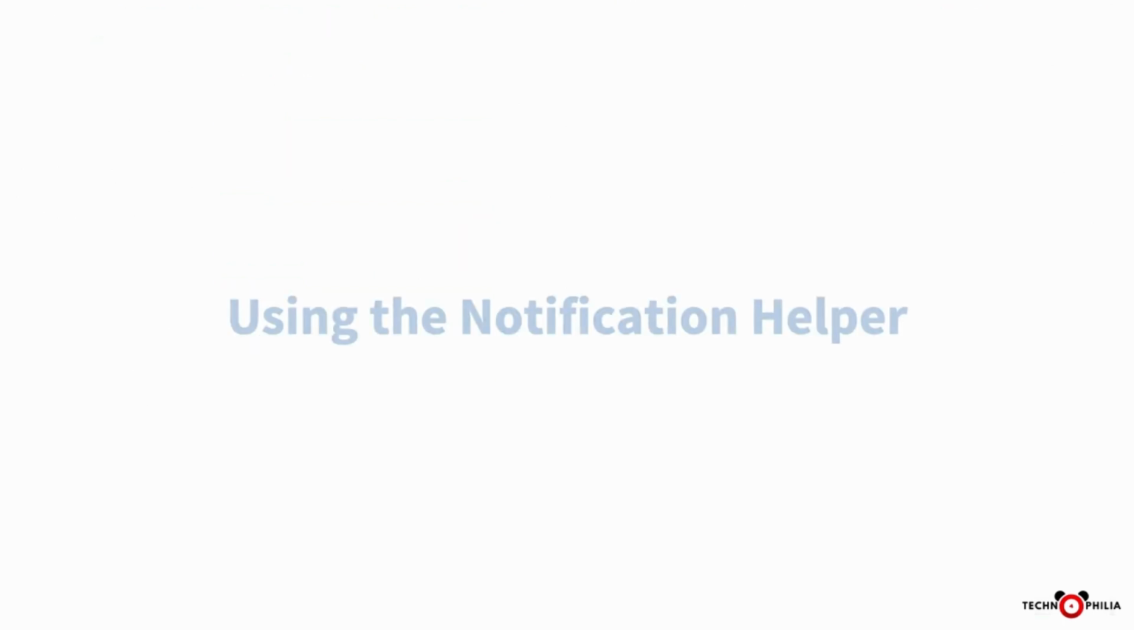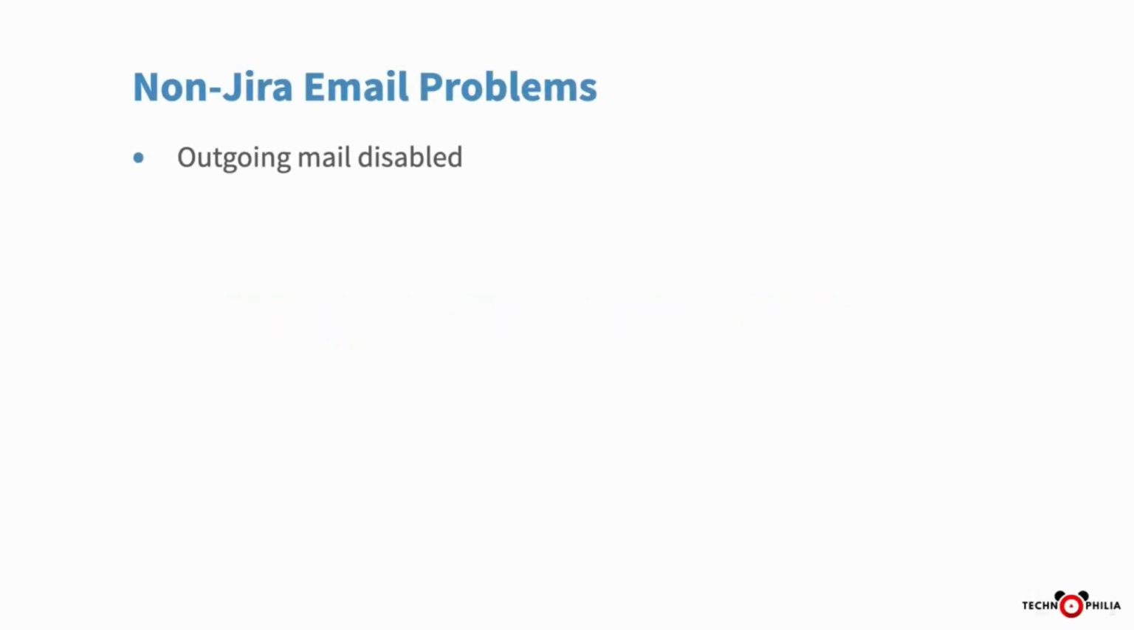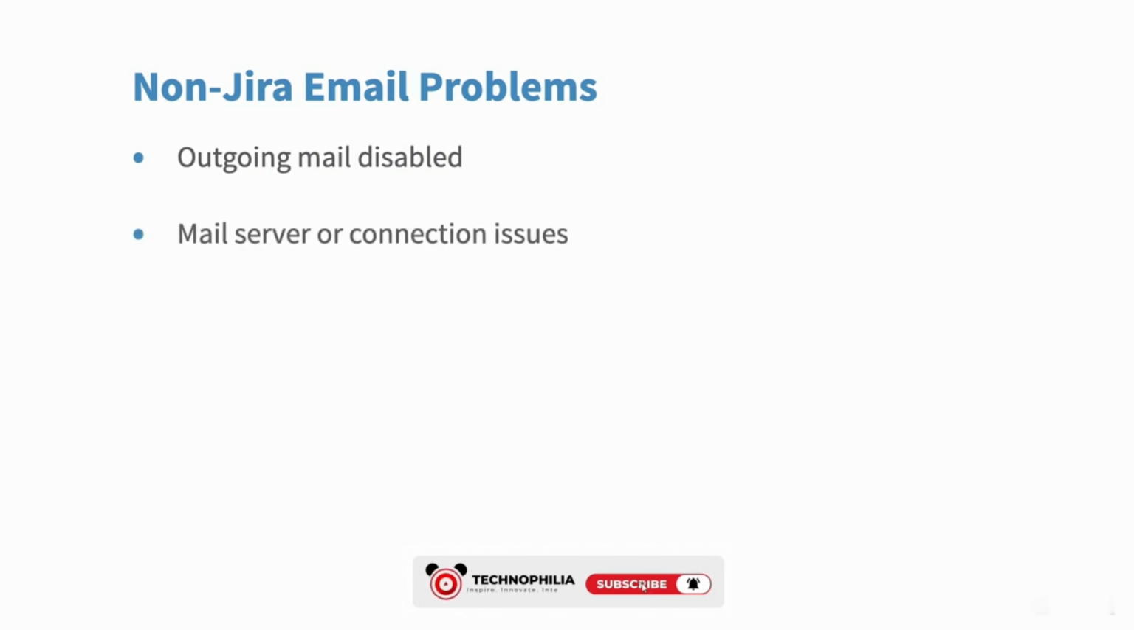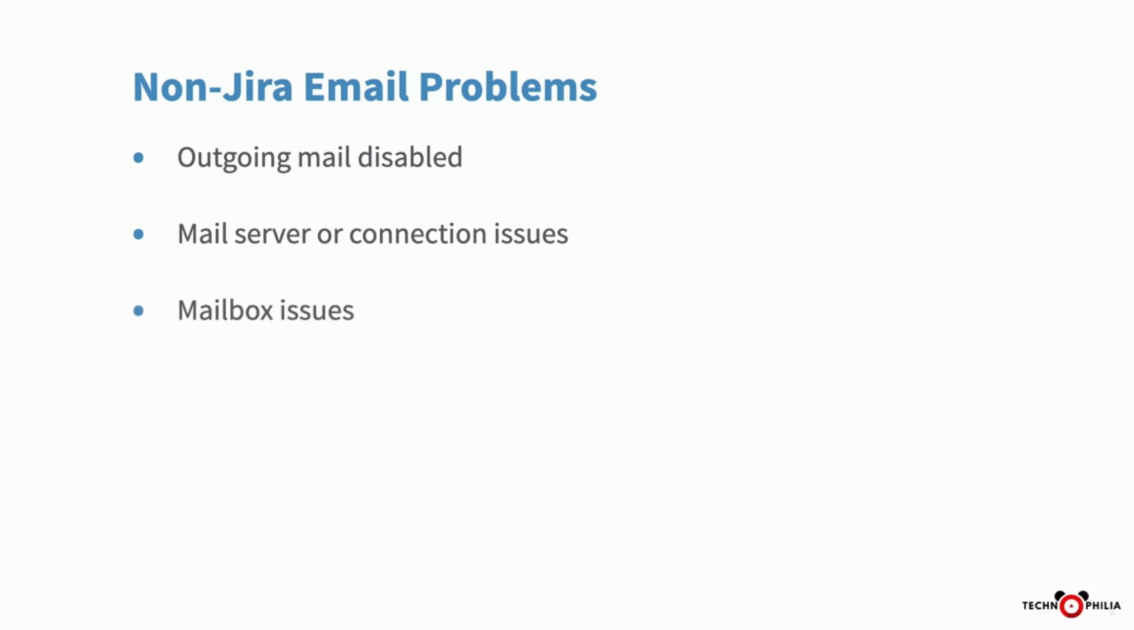Sometimes users don't receive messages they expect Jira to send. There are many non-Jira potential reasons. For example, outgoing mail is disabled application-wide. There's a problem with the mail server, or it's currently down for maintenance. There's a temporary connection issue between Jira and the mail server, or maybe connection details changed. The user's mailbox is misconfigured, can't receive external messages, or is full. There's a typo in or a different email address in the user's Jira profile. Jira messages are blocked or flagged as spam at the server or user level. Or mail client rules remove Jira messages from the inbox.